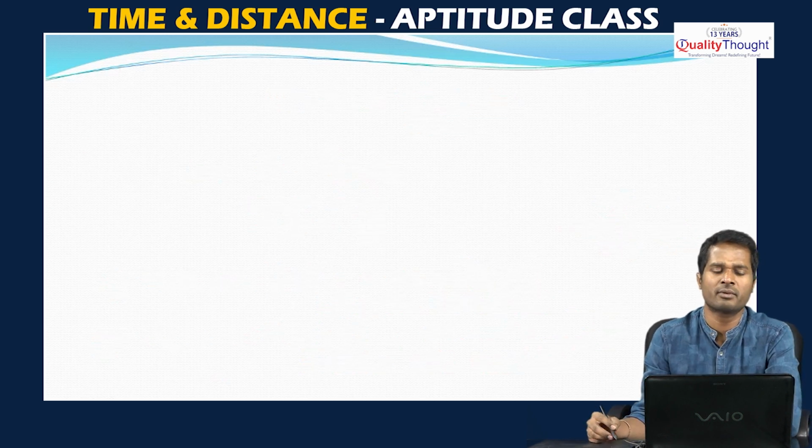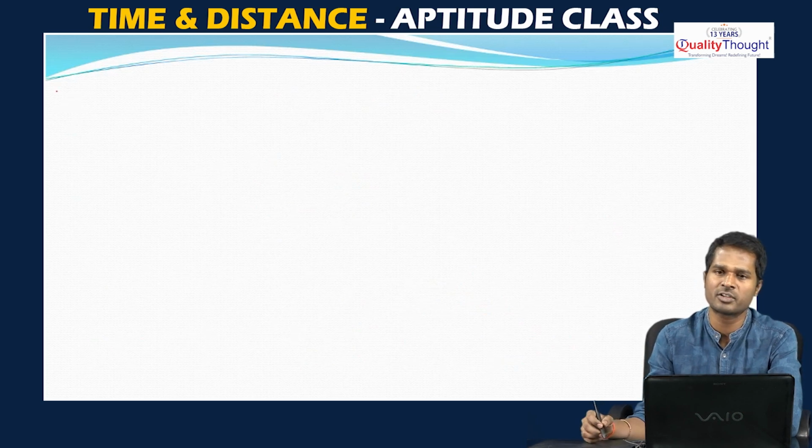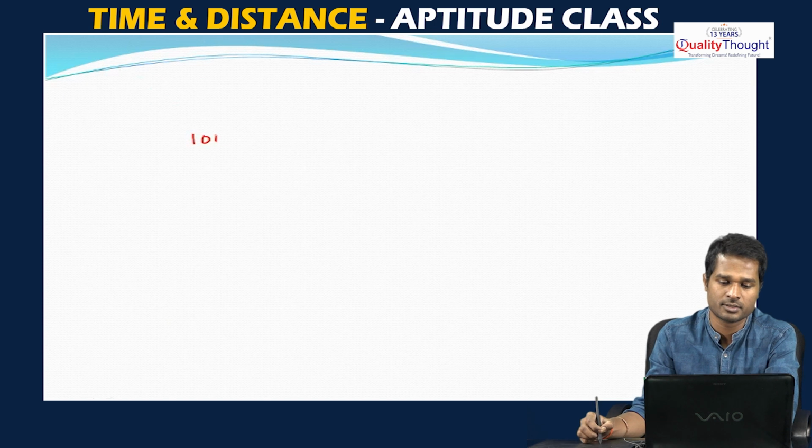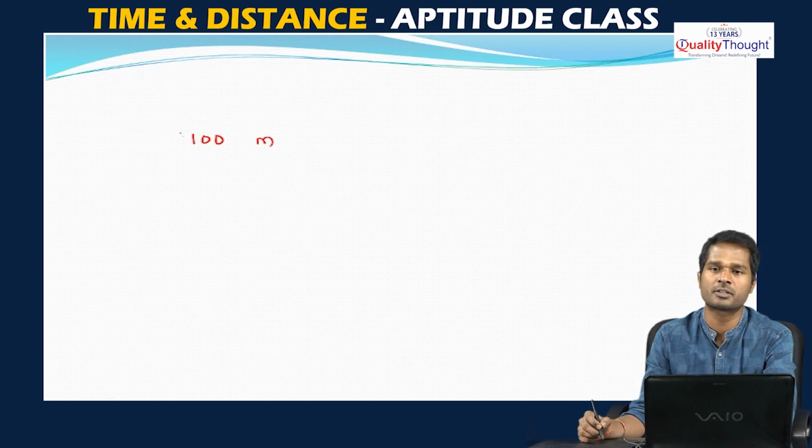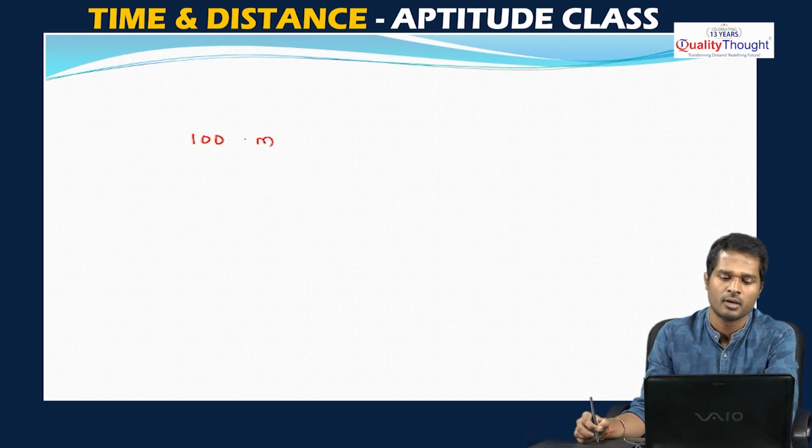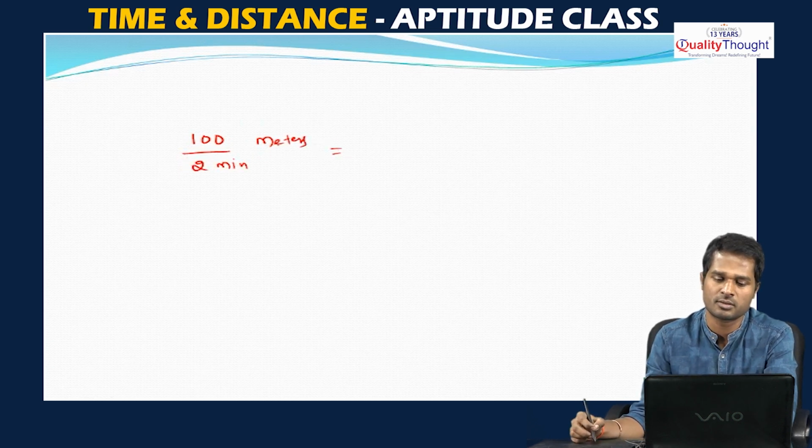Now see, whenever we solve some questions, for example, a person travelled a distance of 100 meters. For example, he travelled 100 meters in 2 minutes, if I say. So this is meters, this is minutes. When you see this, there are meters and minutes, so you will convert it into seconds.